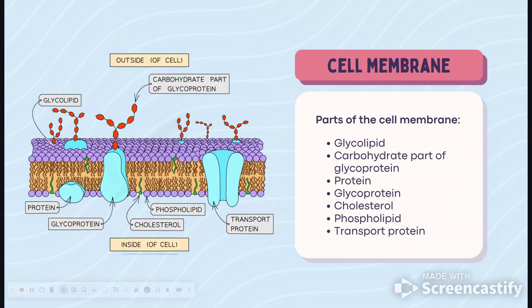The cell membrane is made up of components of glycolipids, carbohydrates, proteins, glycoproteins, cholesterol, phospholipids, and transport proteins. In this diagram right here, we have the transport protein, which is the channel that allows proteins to come in and out of the cell. And then we have these little heads and tails, which serve as the cell membrane. Those are what keep the structure of the cell membrane, and the little heads right here are phospholipids, and the tails are made up of cholesterol.